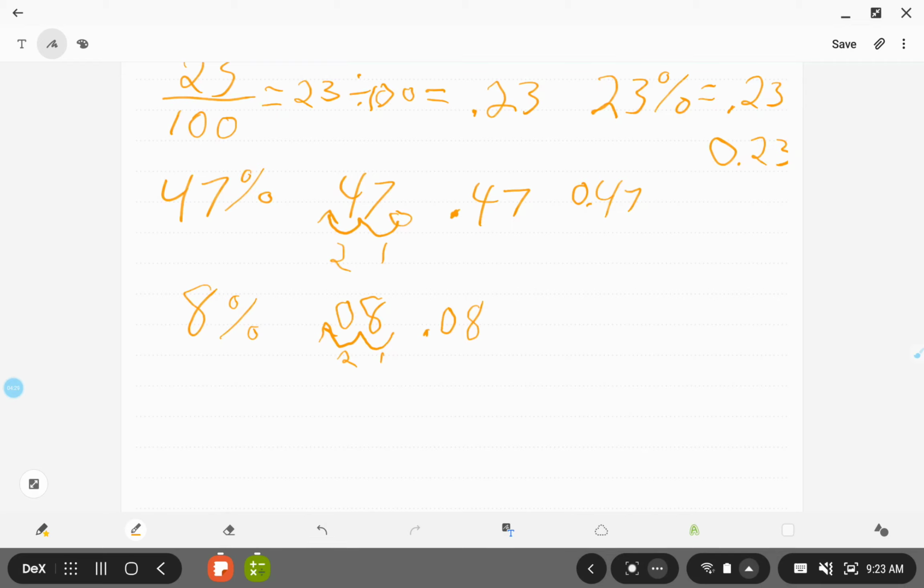So always remember, when you're turning something from a percentage to a decimal, you're moving it two places. And the same thing would occur even if the number had 3 digits.